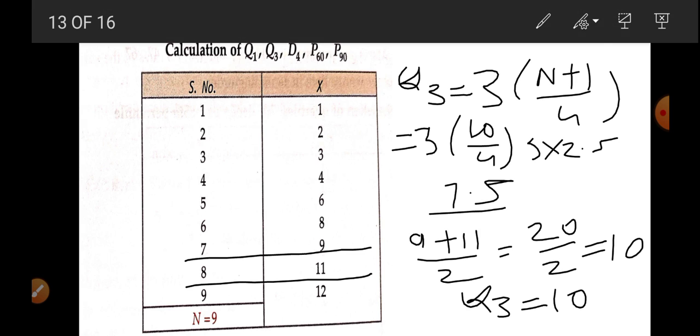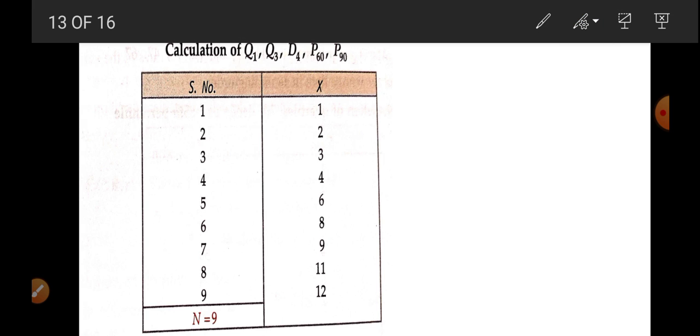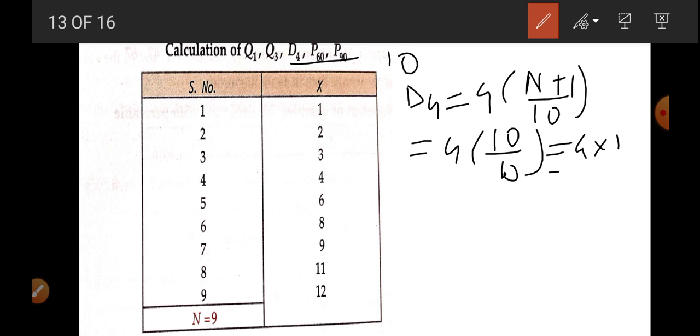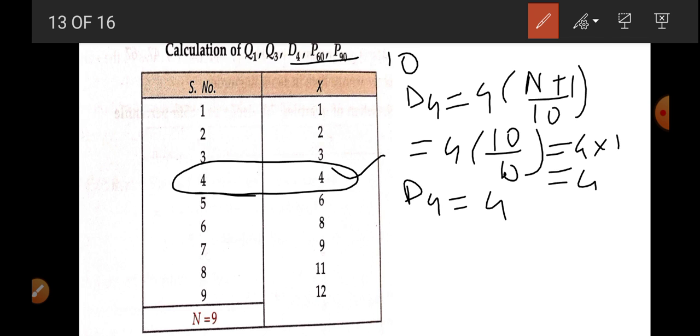Now we have to calculate D4. Decile is divided into 10 parts, so divided by 10. So D4 is 4 times n plus 1 upon 10. So 4 times 10 upon 10, that is 4 multiplied by 1, that is 4. The fourth item is 4. So this is your decile. So D4 is 4. Okay student.